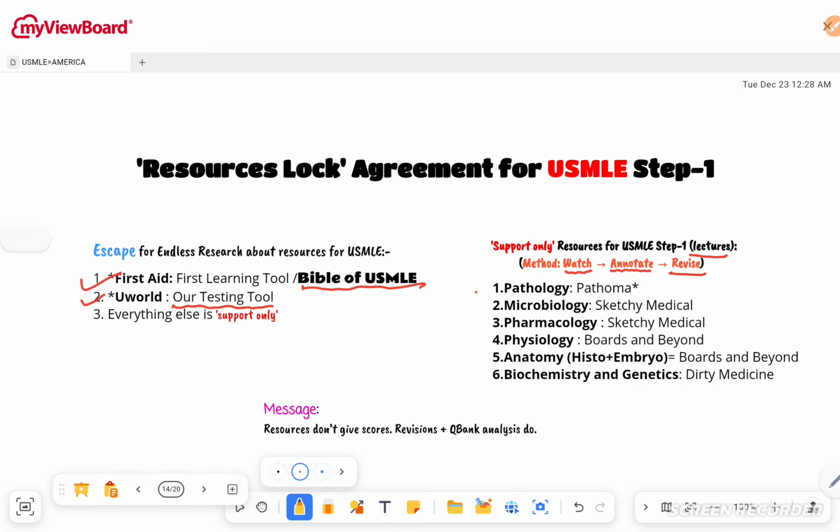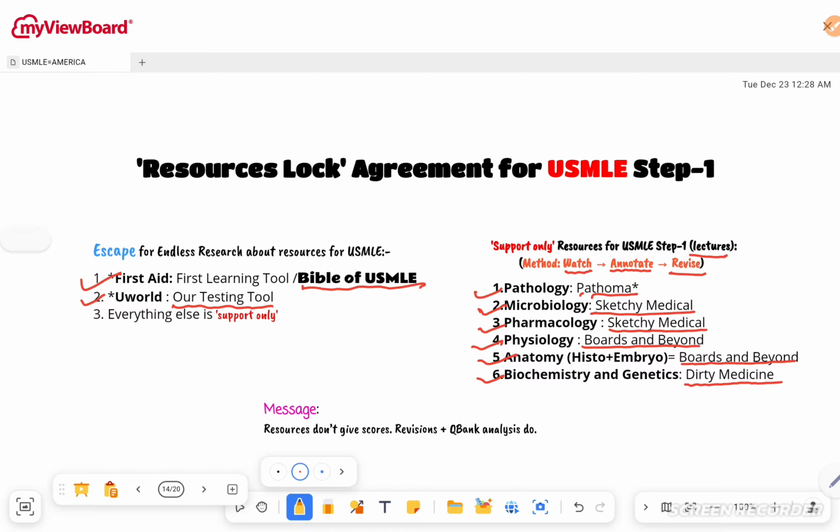So for pathology, we will watch Pathoma lectures. For microbiology, Sketchy. For pharmacology, Sketchy. For physiology, Boards and Beyond. For anatomy, histology and embryology, we will watch Boards and Beyond. And for biochemistry and genetics, we'll go for Dirty Medicine.